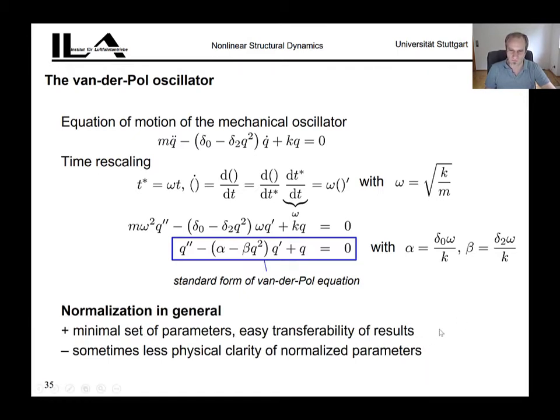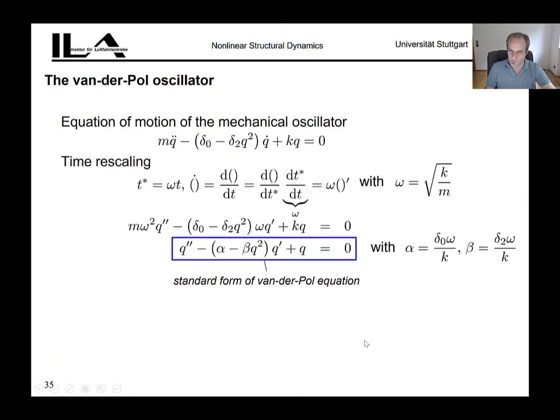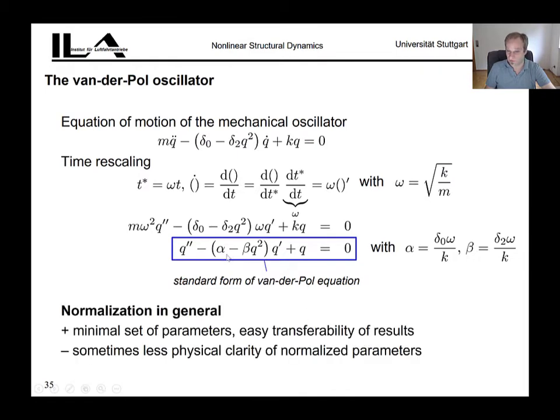This is really the drawbacks and advantages of normalization. So we arrive at a minimal set of parameters. That's definitely a bonus. So easily we can transfer the results, but here every parameter is very clear. Mass, stiffness, this delta zero is defined as shown here. All very intuitive and clear parameters. Alpha and beta are much more difficult to physically grasp. Of course, with some creativity you can think of something here, but that's why we will actually use these two.